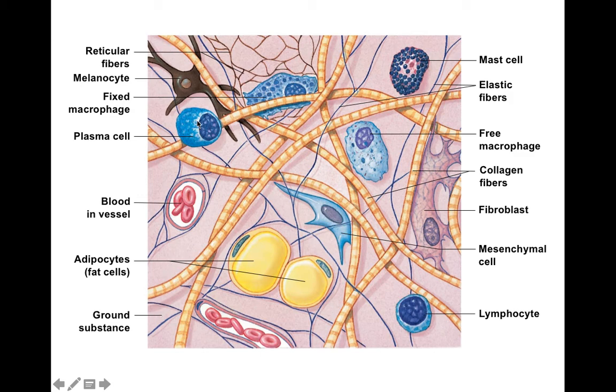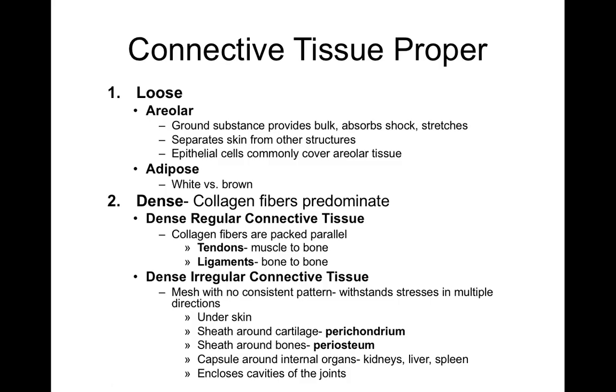We have a plasma cell, a free macrophage. These are all white blood cells associated with your immune system. Not those, those are adipocytes. So connective tissue proper, there's two main types. We have loose and dense, and it's named loose and dense for how it appears upon examination in a micrograph. Loose, we have areolar loose connective tissue, and this has a lot of ground substance. This is to provide shock absorption, allow stretching. It separates the epidermis and the skin from other structures, and epithelial cells commonly cover all the areolar tissue.